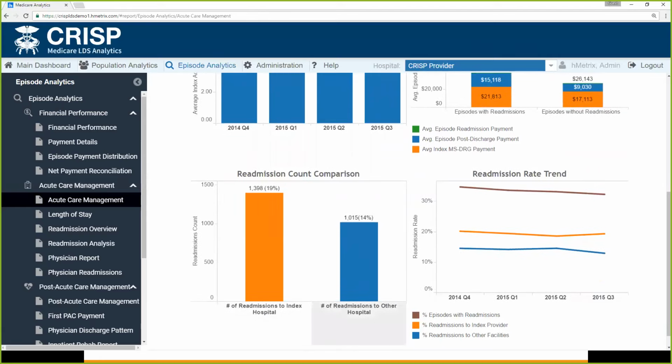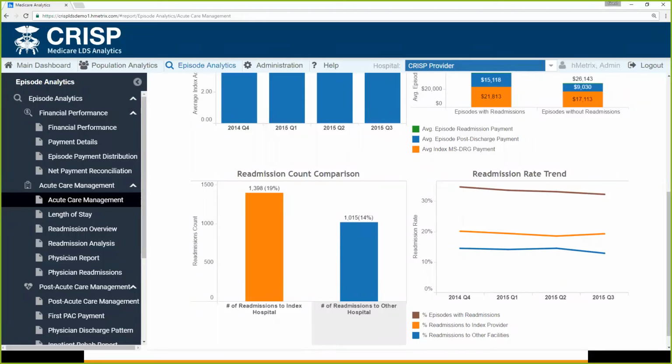On the bottom left, again continuing the readmission issue, we're looking at the number of readmissions back to the index hospital, which is where the patient initially started the episode. This would mean a readmission coming back to that same hospital. In this case, 19% of all episodes came back to the same hospital.